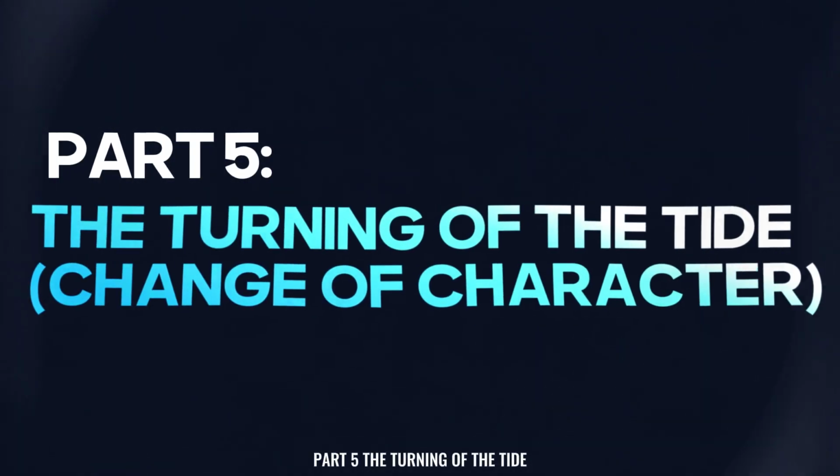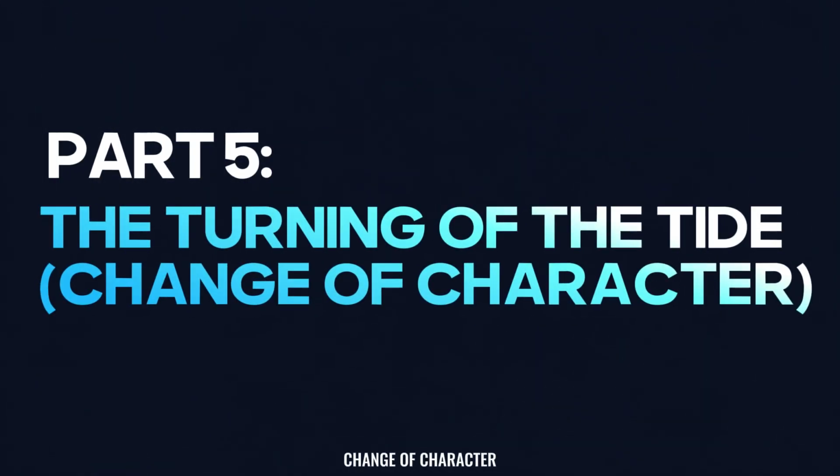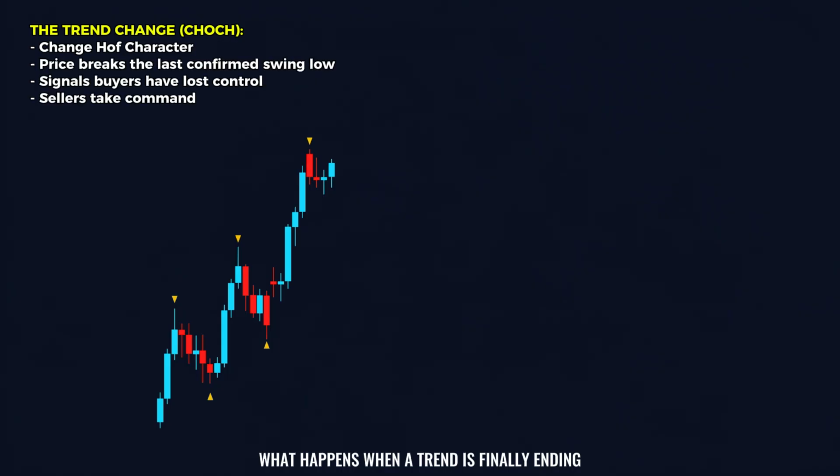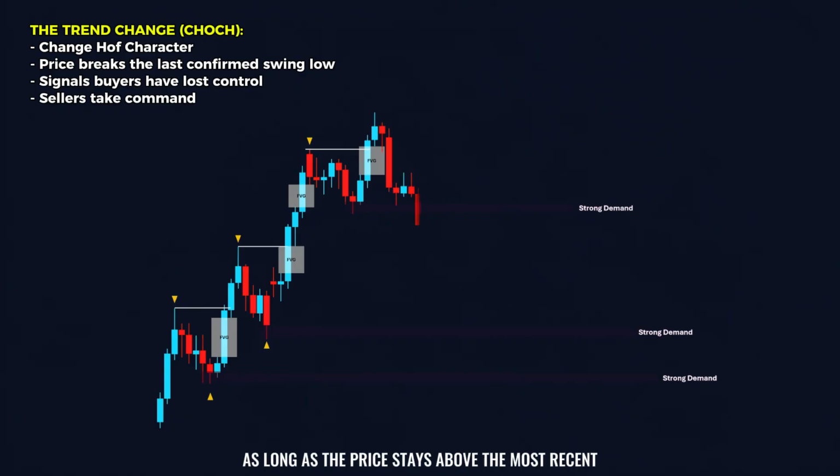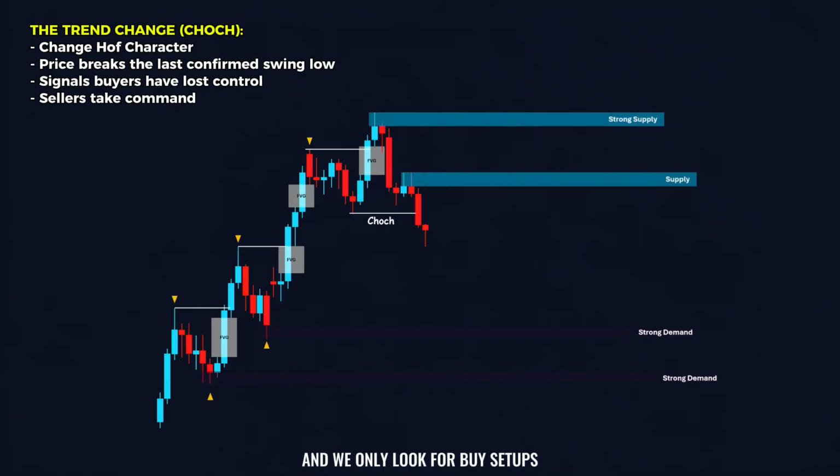Part 5. The Turning of the Tide: Change of Character. What happens when a trend is finally ending? How do we know when the buyers have lost control and the sellers are taking over? We look for a change of character, commonly known as a CHoCH. In an uptrend, our valid swing lows are our lines of defense. As long as the price stays above the most recent confirmed swing low, the uptrend is still healthy, and we only look for buy setups.